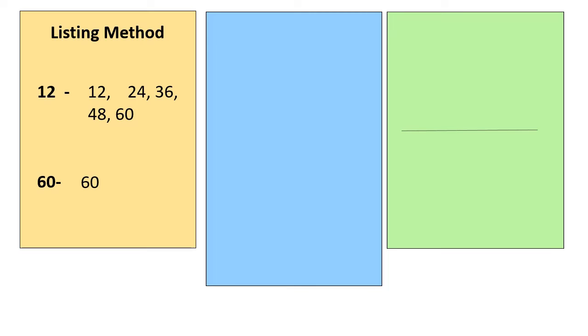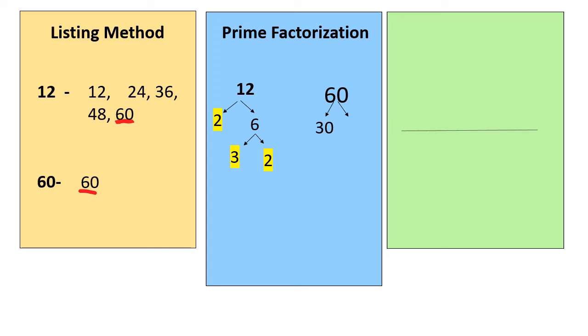Who among you used prime factorization? Let's see if you got the correct answer. So, 12. The factors of 12 are 2 and 6. How about 6? We have 3 and 2. How about 60? What are the factors of 60? We have there 30 and 2. So, for 30, let's find its factors again. So, 30 is 15 and 2. And then, there's still 15. So, 5 and 3. So, which ones are the same?